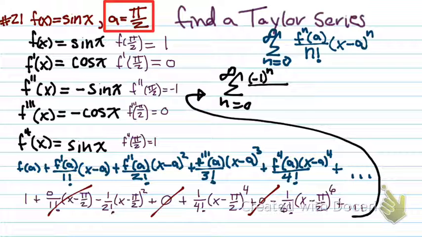So to write an even number, that's 2n factorial, and then I'm going to have the 2n up there. And now you need to go find the interval of convergence.